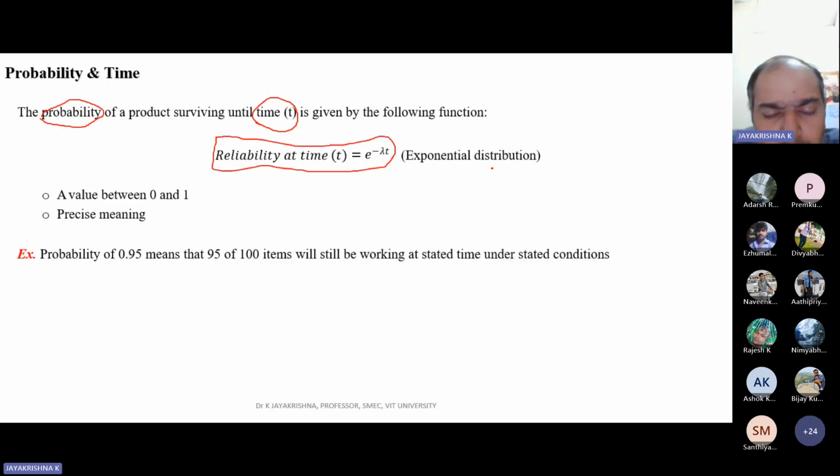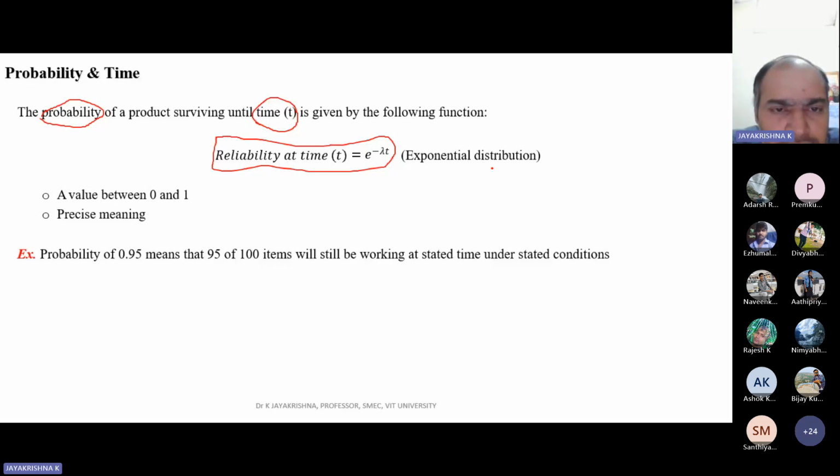If your reliability of a product is more than 100 percent, that means what? You're running an ideal machine. An ideal machine never exists in this world. That's why the reliability of a product at a given time t cannot go less than 0 or more than 1. So again I'm telling you, the answer should be more precise. Even the zeros count here.